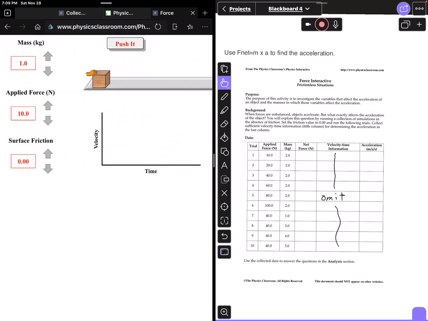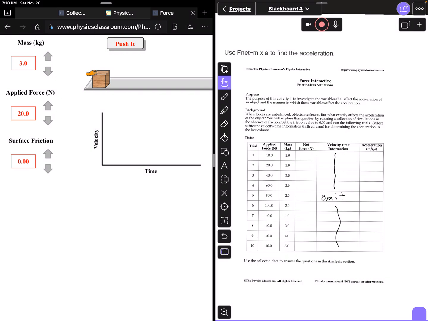If you notice, you have mass, and you can go up or down with the arrows to change the mass. You have applied force, and that's not the net force. Net force is the sum of the forces. If there's friction opposing it, you'd have to subtract to find the net force, so just keep that in mind. And then surface friction: you can up it and it gives you values like 0.1 or 0.2, and that's something we'll talk about later on. That's the coefficient of friction. You can increase it though.